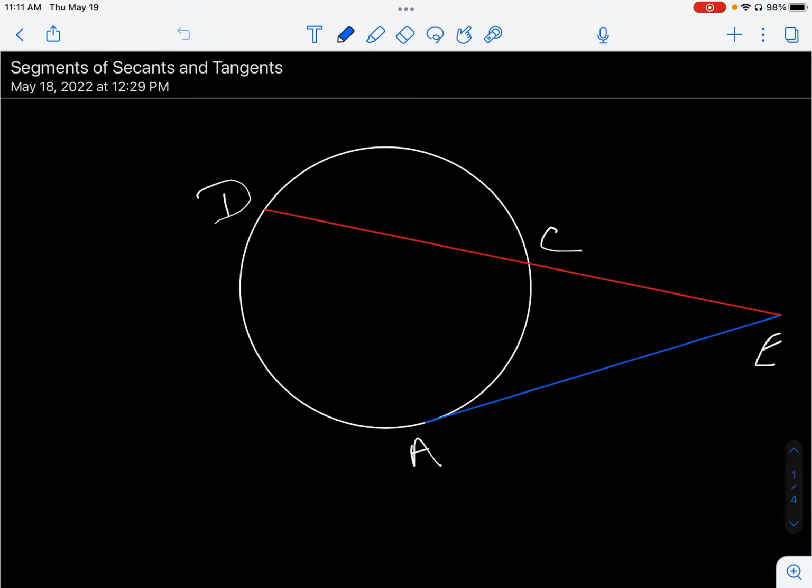All right, so let's talk about segments of secants and tangents. We talked previously about the segments of secants theorem, in which the external segment of a secant multiplied by the entire segment will be equal to another secant that meets at the same point and goes through the same circle.